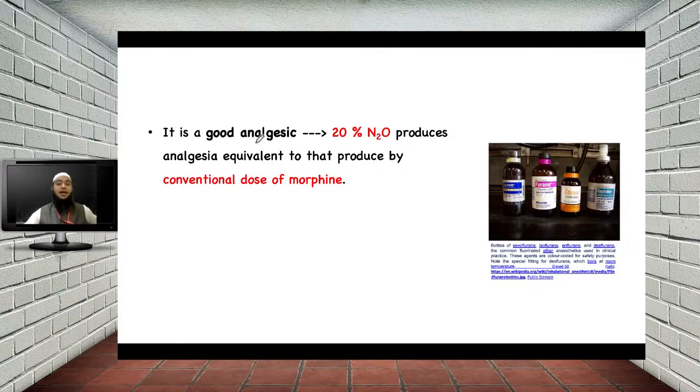Nitric oxide is a very good analgesic drug. So 20% of nitric oxide, you can see here, can produce analgesia which is equivalent to that produced by a conventional dose of morphine. It is so potent an analgesic drug. So what is the advantage here? There is no need to give morphine or an opioid analgesic as an inducing agent, because nitric oxide itself is a good analgesic agent. Okay, so that is the advantage of nitric oxide.